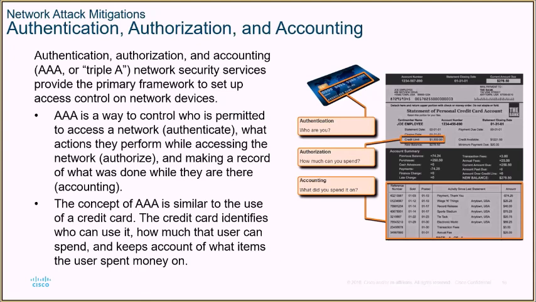The concept of AAA is similar to the use of a credit card. The credit card identifies who can use it, how much that user can spend, and keeps account of what items the user spent money on. And so that's their analogy.